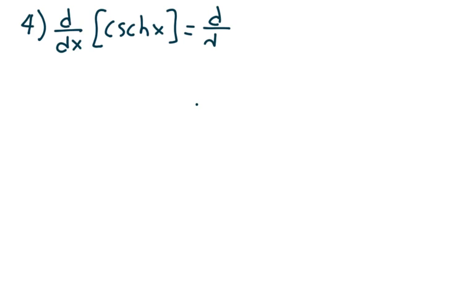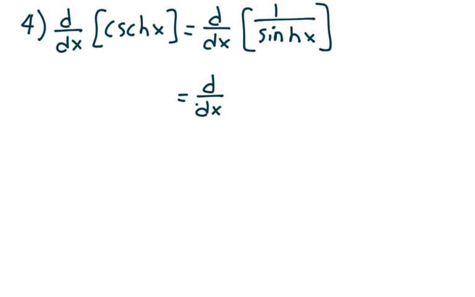Let's take a look at number 4. Suppose I want the derivative of hyperbolic cosecant x. But I'm going to write this as the derivative of 1 over hyperbolic sine of x. Okay? Now, what I'm going to do is say that this is the derivative of hyperbolic sine of x to the negative 1 power. And then we apply the power rule combined with the chain rule, right?